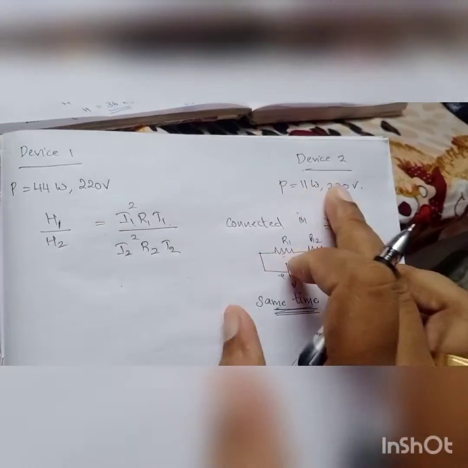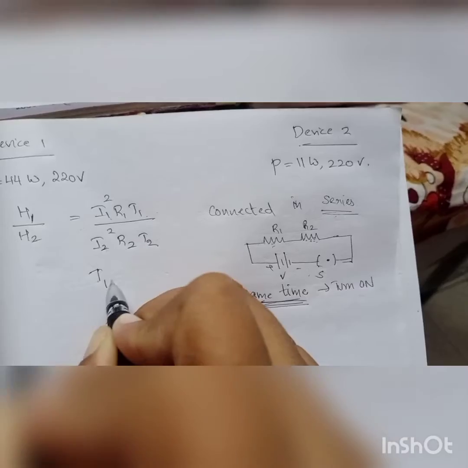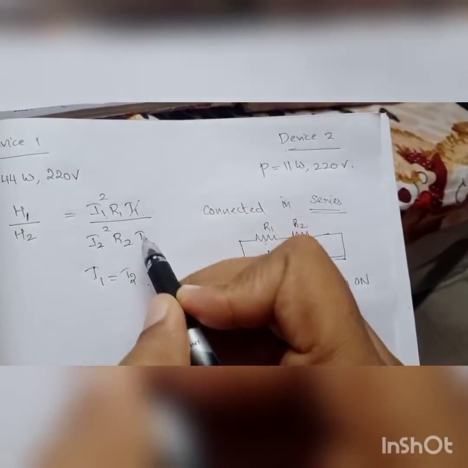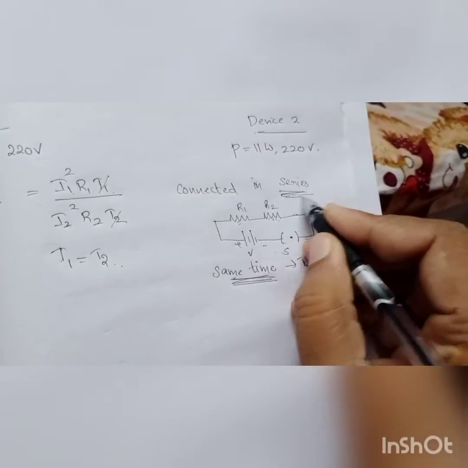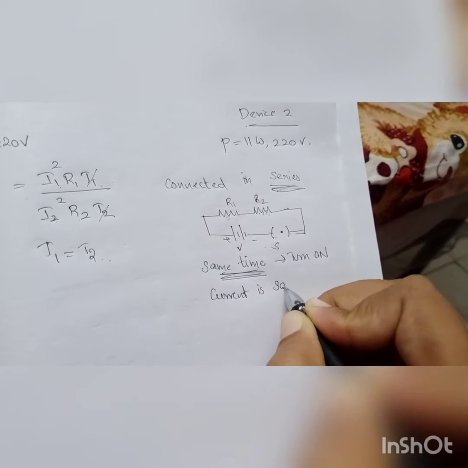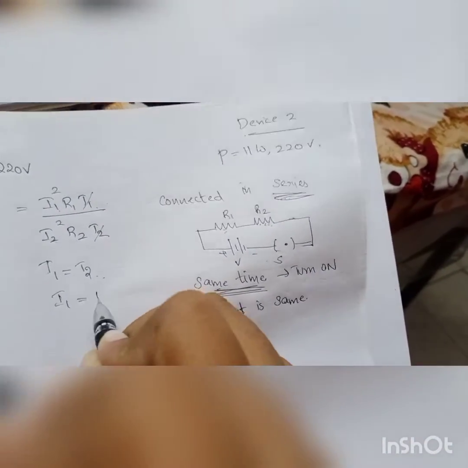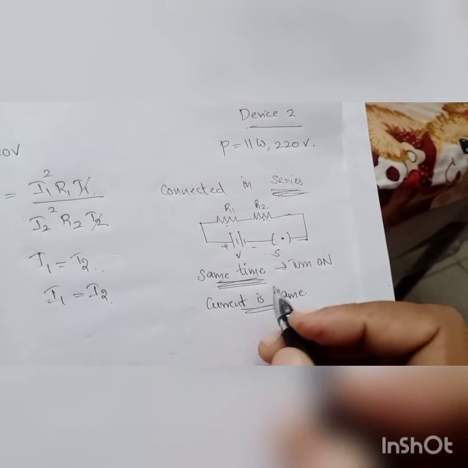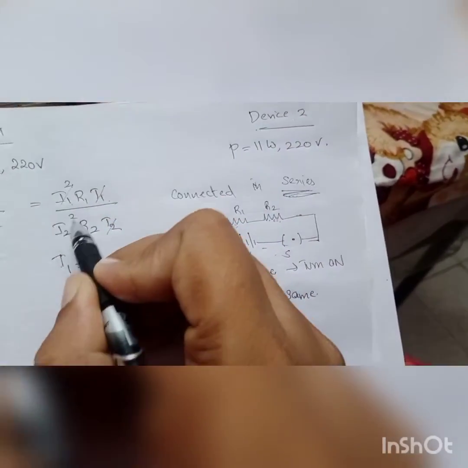Here they have already mentioned that these two devices are connected in series. So we can write T1 will be equal to T2. Can I cancel T1 and T2? And in a series circuit, we know the current is the same and the voltage is distributed. So I can write I1 will be equal to I2, and I can cancel I1 and I2.